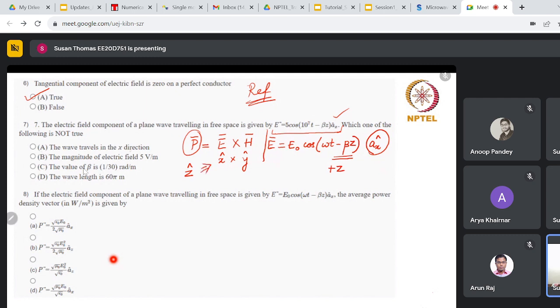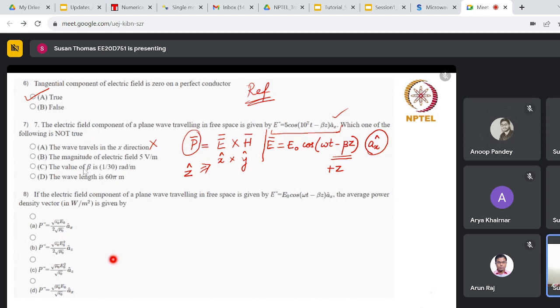So the first statement, is it true or false? So this is evidently false. Now coming to the second question, magnitude of electric field, is it 5? What do you think, is it true or false? Magnitude of electric field.